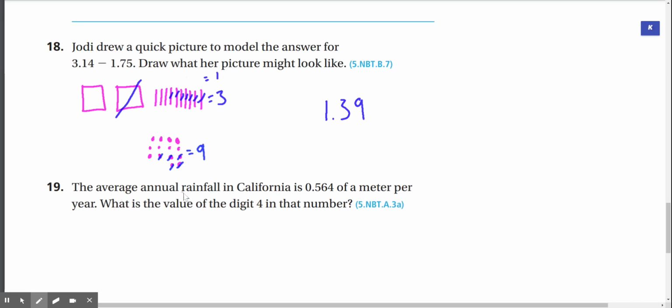Number 19. The average annual rainfall in California is 0.564 of a meter per year. What is the value of the digit 4 in that number? Okay, well, I'm going to rewrite that really quickly. Right here we have 0 in the ones place, 5 in the tenths place, 6 in the hundredths, and 4 in the thousandths. And we're looking for the value of that digit. Well, that value is just going to be 4 thousandths.